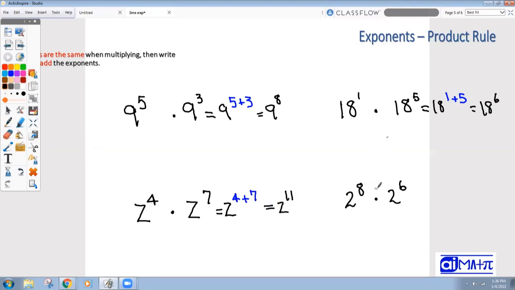And here we have 2 to the 8th times 2 to the 6th. So we would keep the 2, and then we would add the exponents together. Here we have 8 plus 6, which is equivalent to 14. So this one would say 2 to the 14th power.